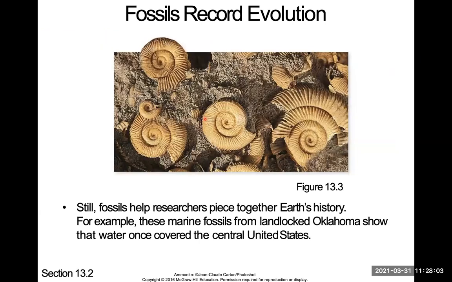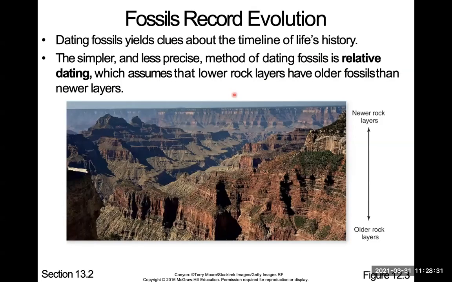Here's another example. These are found in a landmass. I think it's in Oklahoma. Yeah, so Oklahoma showed that there was water once there. So now they are landlocked, but they were covered in water once. So that's another evidence. So fossils can help us kind of piece the history together, maybe what was there before, what was happening during that time. I've shown you this picture before.